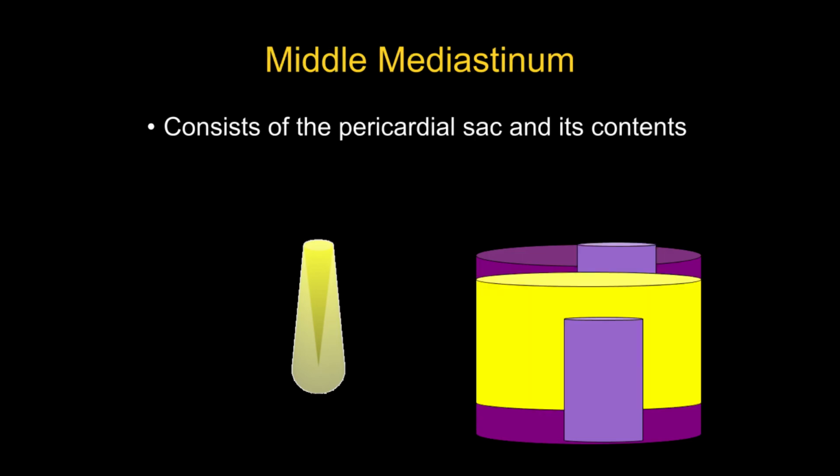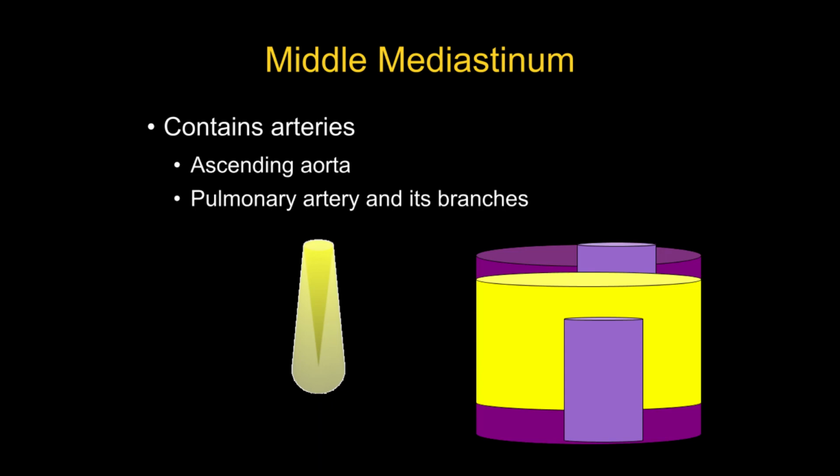For the veins, you have the azygos vein, the hemiazygos veins, and the accessory azygos veins. For the middle mediastinum, this is mainly the heart itself and its protective wrapping, the pericardium or pericardial sac. What's inside, aside from the heart, is the ascending aorta and the pulmonary artery and its branches.